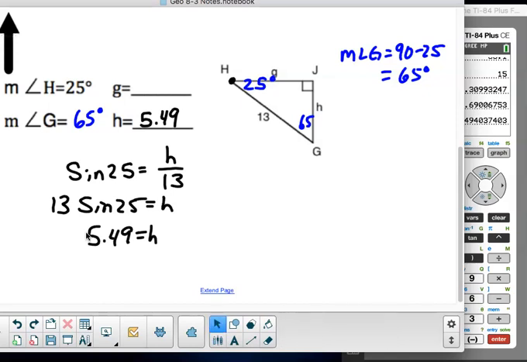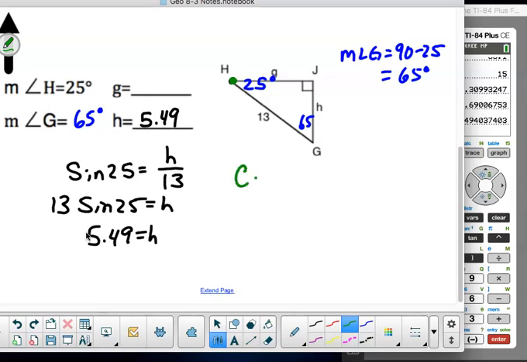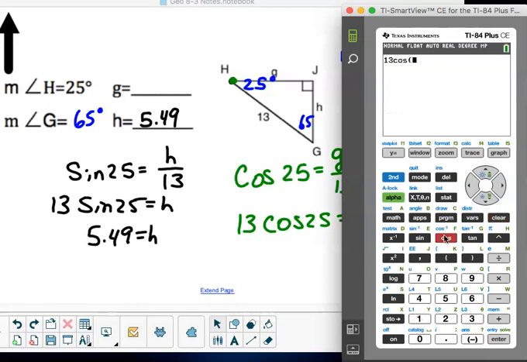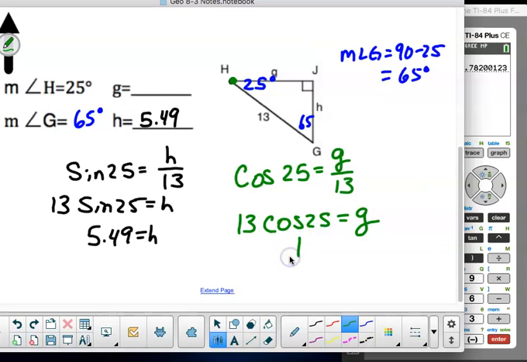Go and do the next thing, because that's a rounded value and that'll give me a funky answer for my g. So let's find g. From angle h, g is adjacent. So I'm going to use cosine of 25 degrees, and that is equal to g over 13. I'm going to multiply by 13 on both sides and put that in my calculator. So I've got 13 cosine of 25, and that gives 11.78. So g is equal to 11.78, and h was equal to 5.49.